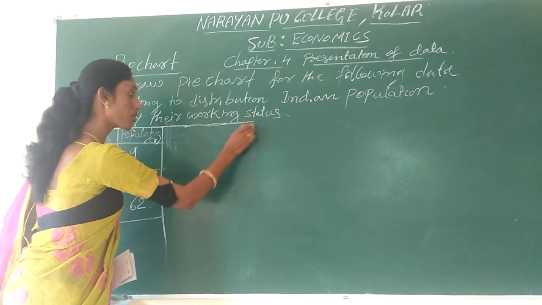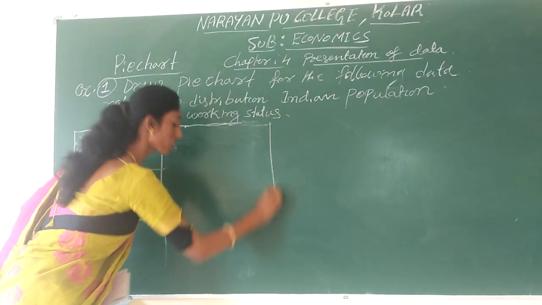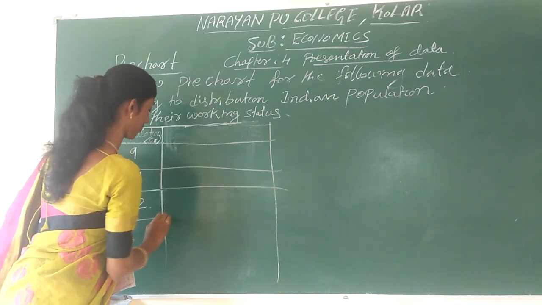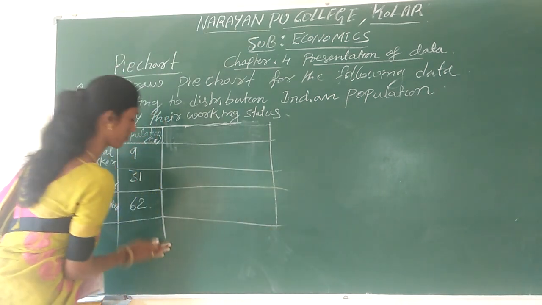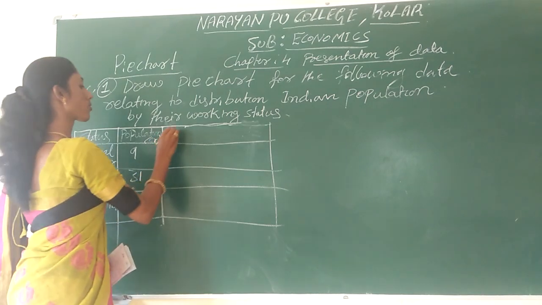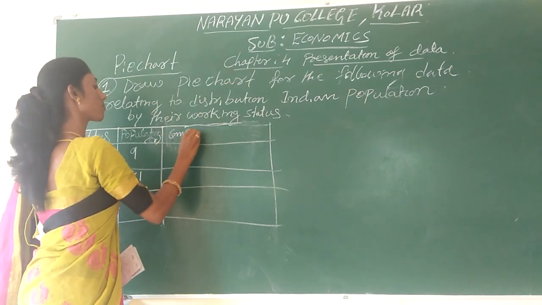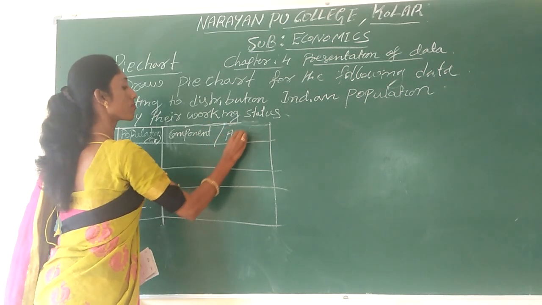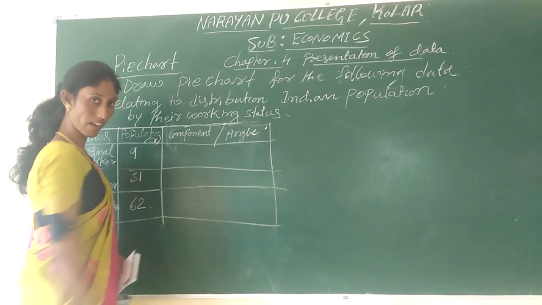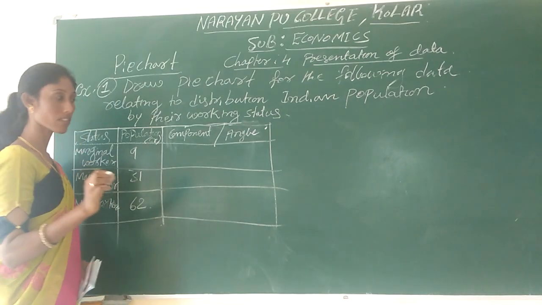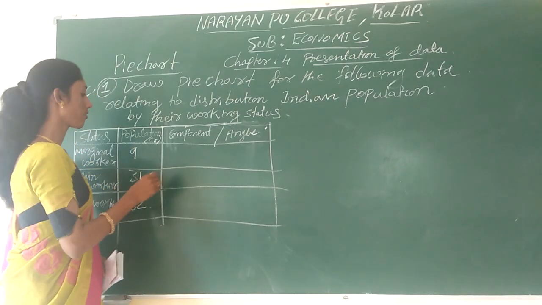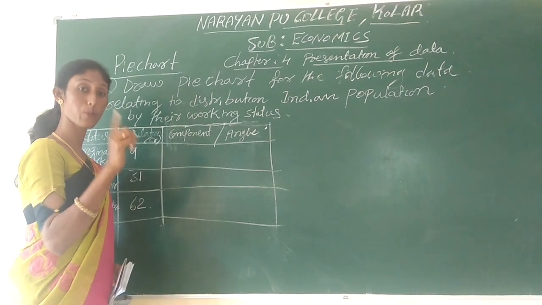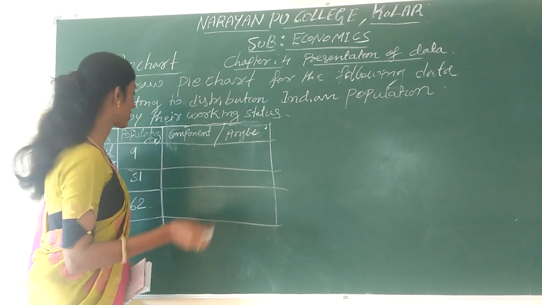For that, draw one particular column. Here, component, you can call it the component or the size of the angle. To find the angle size, the formula is individual value divided by total value into 360.